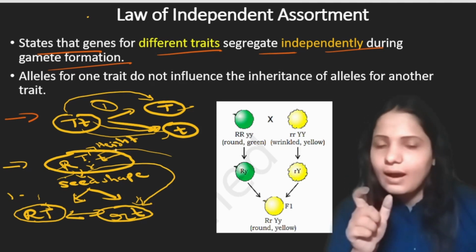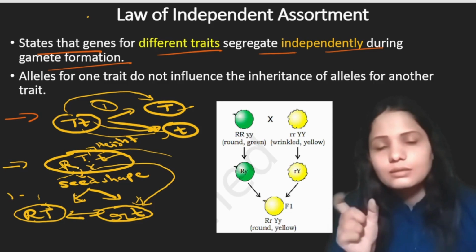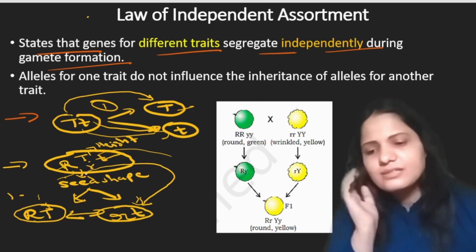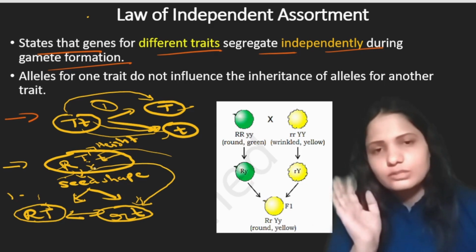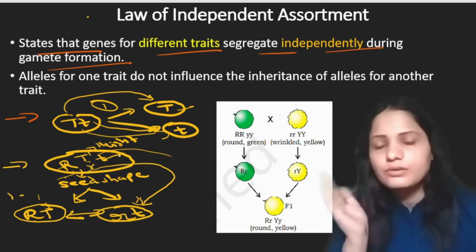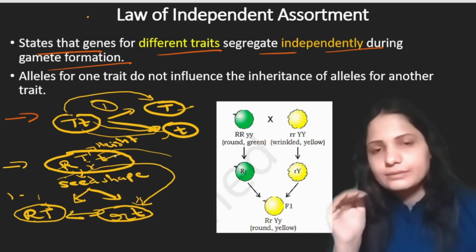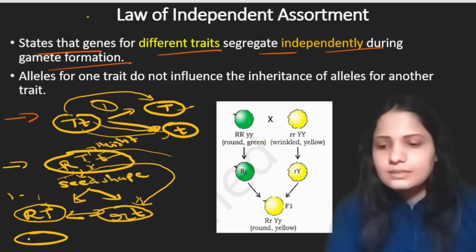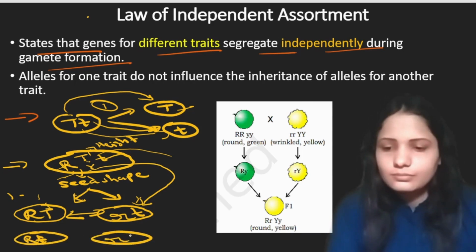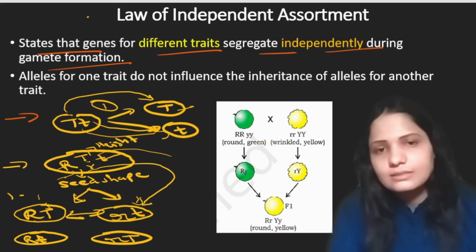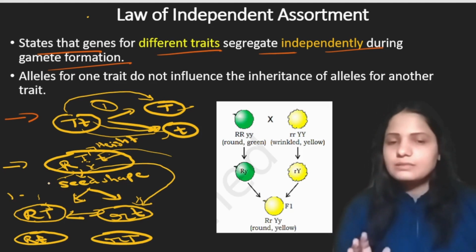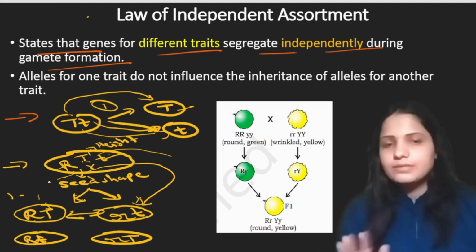So the trait of height doesn't influence the transfer of seed shape character during gamete formation. It doesn't matter how the plant height character is transferred into gametes, it doesn't matter for seed shape. These two events are independent of each other, which means this can be transferred this way, and also like this. Both cases are possible. These two separations are independent of each other. These two traits will be transferred without any influence of each other.